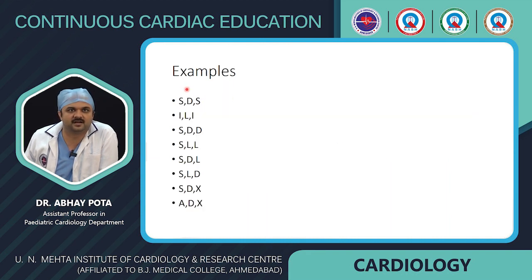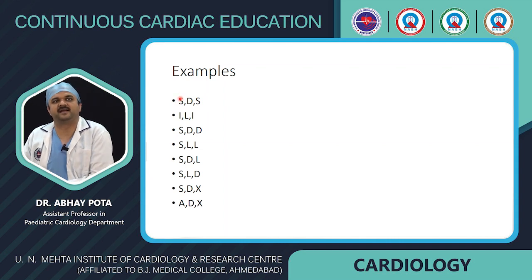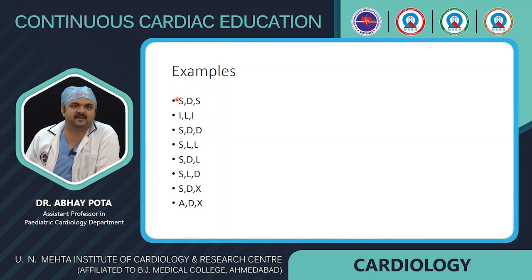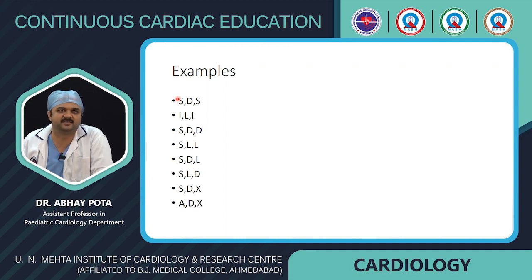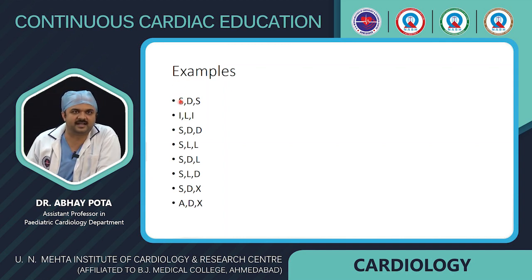So what is, for example, SDS? These are the 3 letters. The first letter denotes situs. This is visceroatrial situs. There are 3 types of situs, as we have already discussed: abdominal situs, pulmonary situs, and cardiac situs. Say all 3 are situs solitus, then this should be labeled S. If any one of them is ambiguous, then this should be labeled A. So this is about situs.